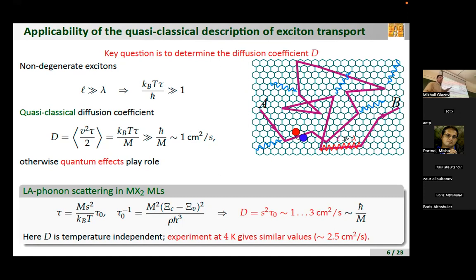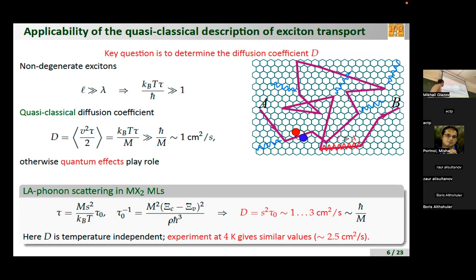If we just consider the very basic scattering mechanism, excitons interact with long wavelength longitudinal acoustic phonons in the sample. The scattering time is inversely proportional to the temperature. It can be readily evaluated from the material parameters, the density of the material and the deformation potential. Then what happens? The higher the temperature, the more phonons you have, and then temperature gets cancelled in this expression. The diffusion coefficient doesn't depend on the temperature, and depending on the material parameters, for different transition metal dichalcogenides it can be a bit different. It also depends on band structure details, but it should be somewhere in the range of 1 to several centimeters squared per second.